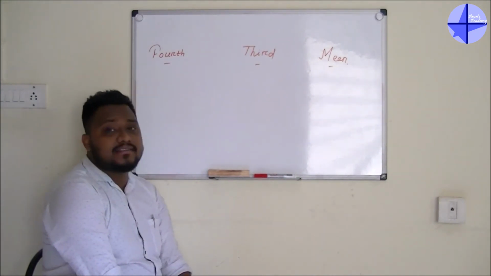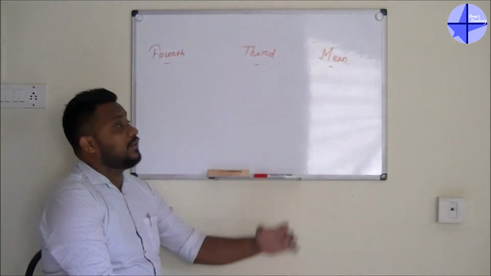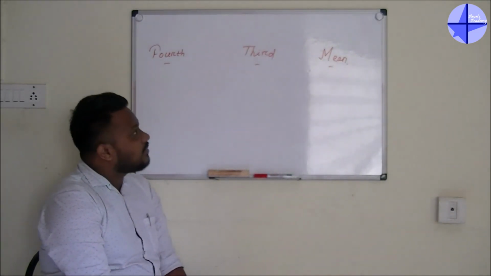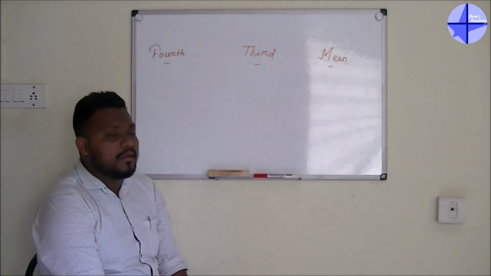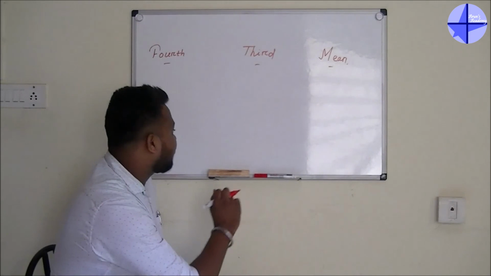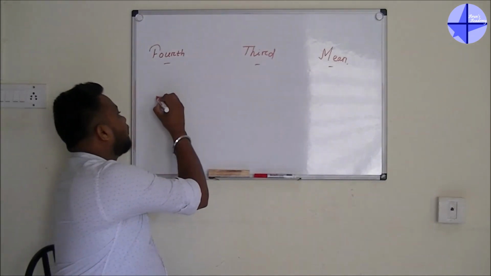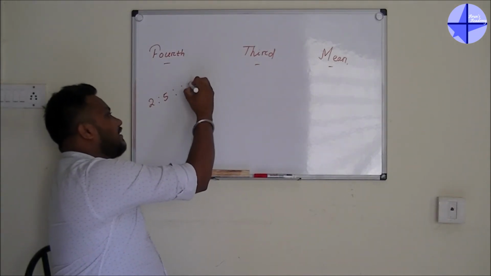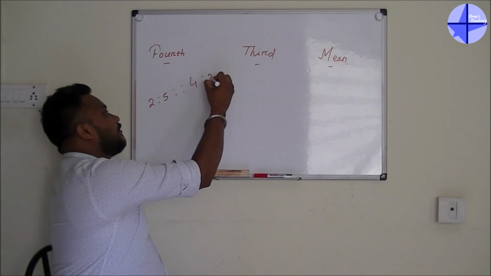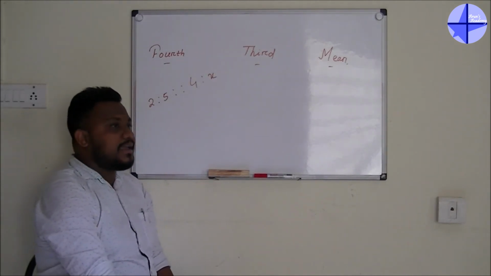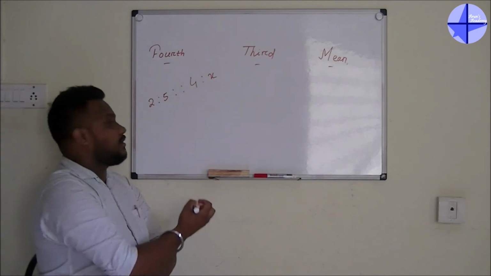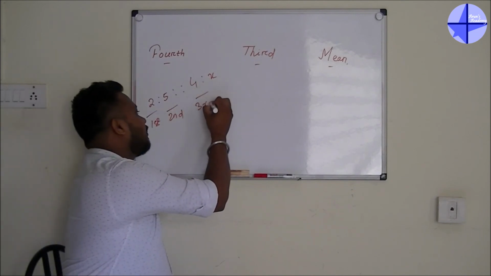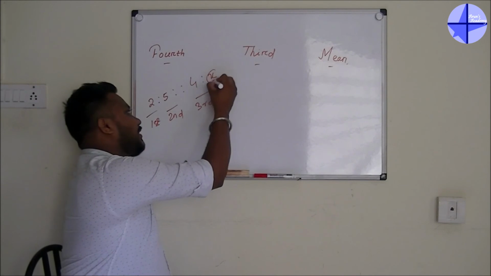So, guys, now the last 3 things you have to remember whenever you are going for the ratio and proportion. Basically the 3 things are fourth proportional, third proportional, and the mean proportional. So we'll start with the fourth proportional. Guys, if it is given 2 is to 5 is to 4 is to x. Fourth proportional means what? This is the first one, this is the second one, this is the third one, and this is the fourth one. You have to find this one.